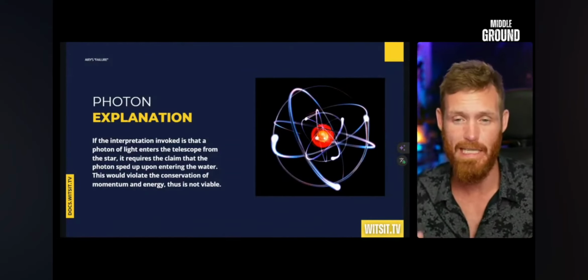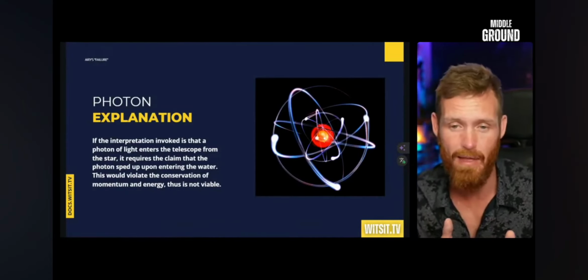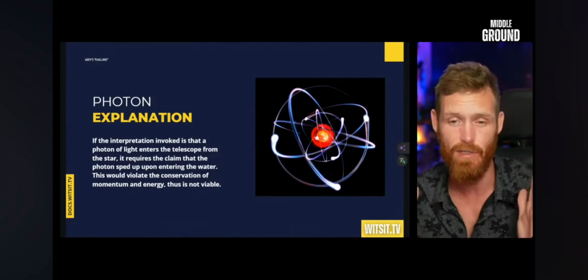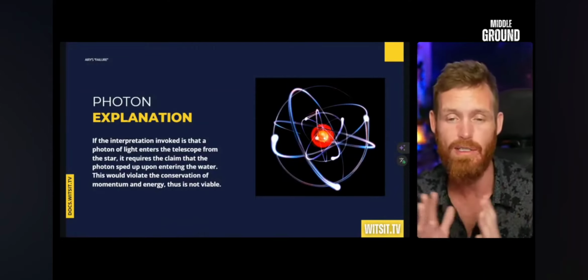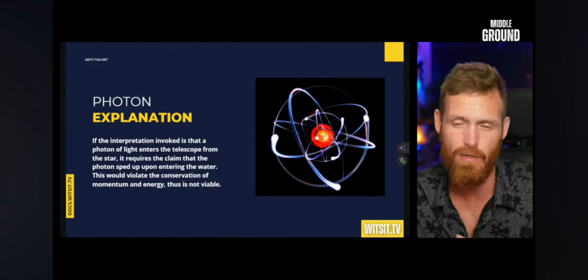So the mainstream explanation for this is that it appears to slow down because it's increasing its path distance, but actually it's going the same speed, just the distance increases. Speed equals distance over time. So if you increase the distance, you can try to say that it appears to slow down, but it's actually not slowing down, right?